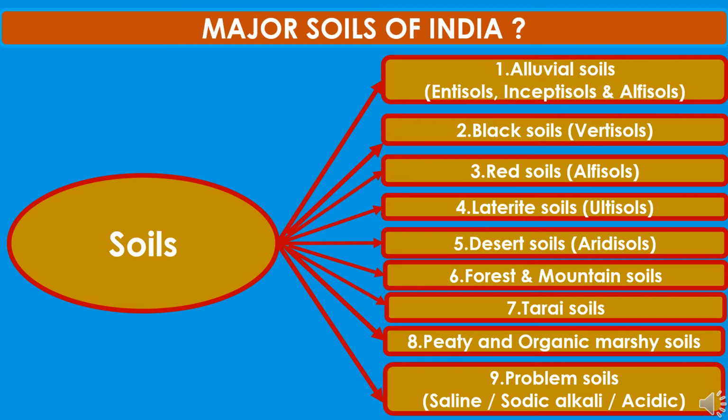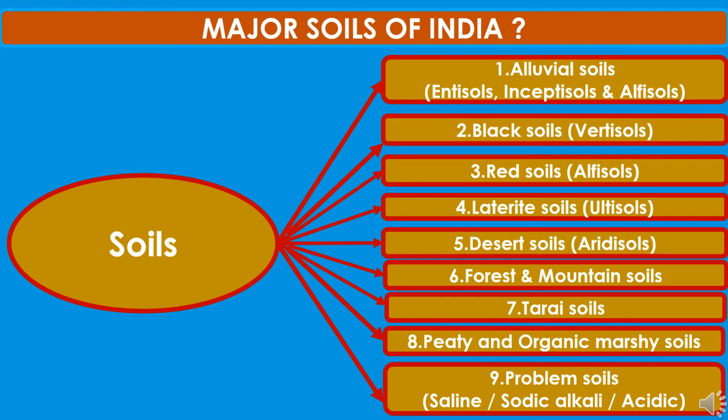Now we will study about major soils of India. These are categorized in different types. Like first one is alluvial soils, which come under the category of entisols, inceptisols and alfisols. Second is black soils, which come under vertisols. Third is red soils under the category of alfisols.